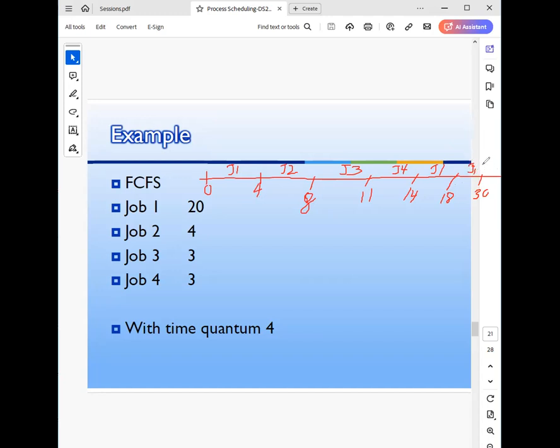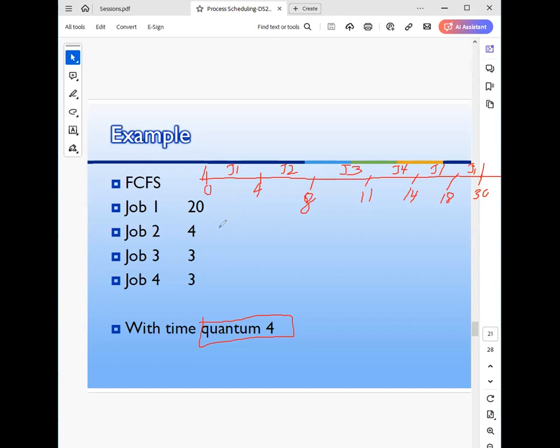So round robin is pretty easy, no big hassle, right? The time quantum is given, we give out the slots on a first come first served basis, and we draw the Gantt chart like this. So it is pretty easy. Then the waiting time, the response time, everything can be calculated based on the Gantt chart, right?